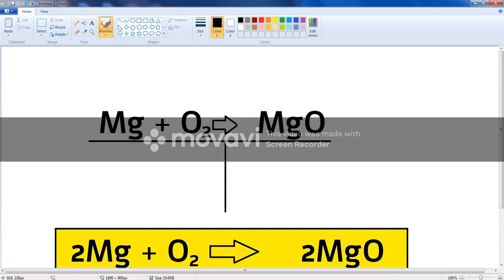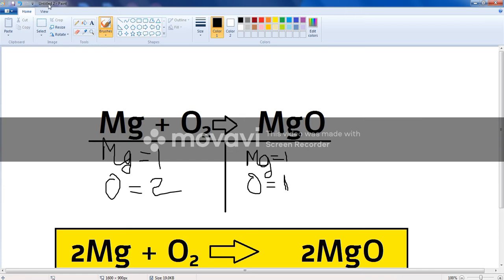Mg plus O2 is equal to MgO. Okay, so here you can see Mg is equal to 1, O, that is oxygen, is equal to 2. And here Mg is equal to 1 and O is equal to 1. So this is the first example of case study 1.